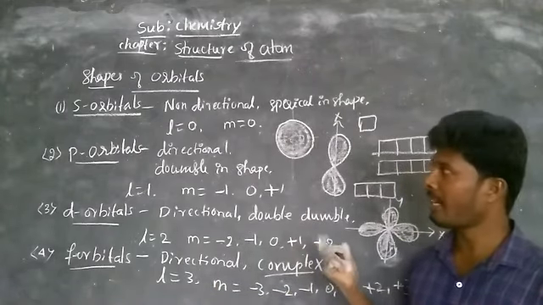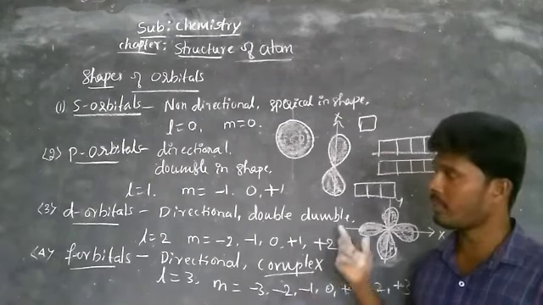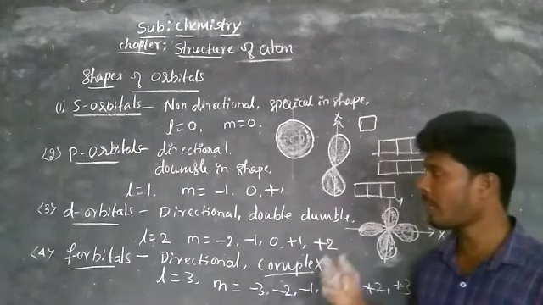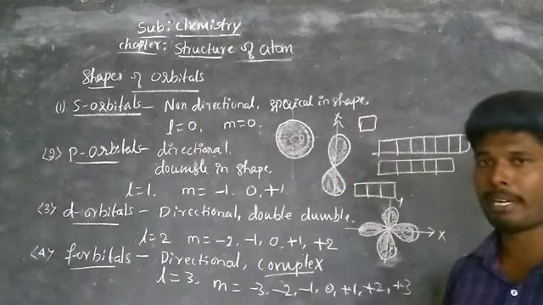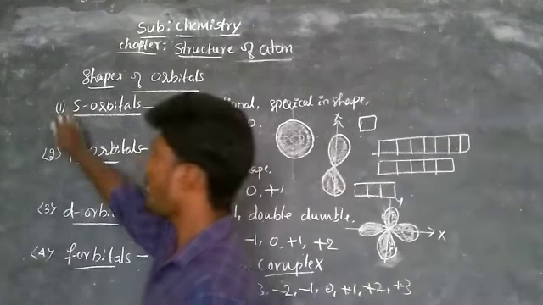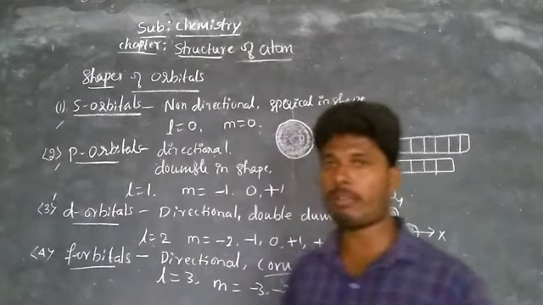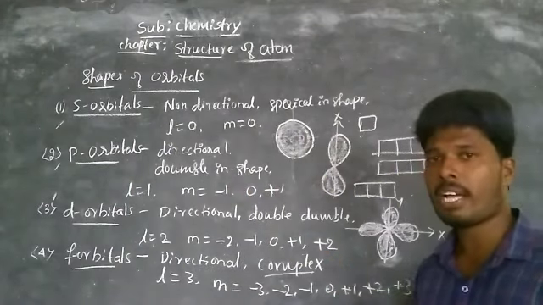Okay, so I hope you understand, students. Remember, the shapes of orbitals are very important, and they may ask L values and M values for any one of the orbitals. The most important are the s, p and d orbitals. For those they ask the L values and M values.